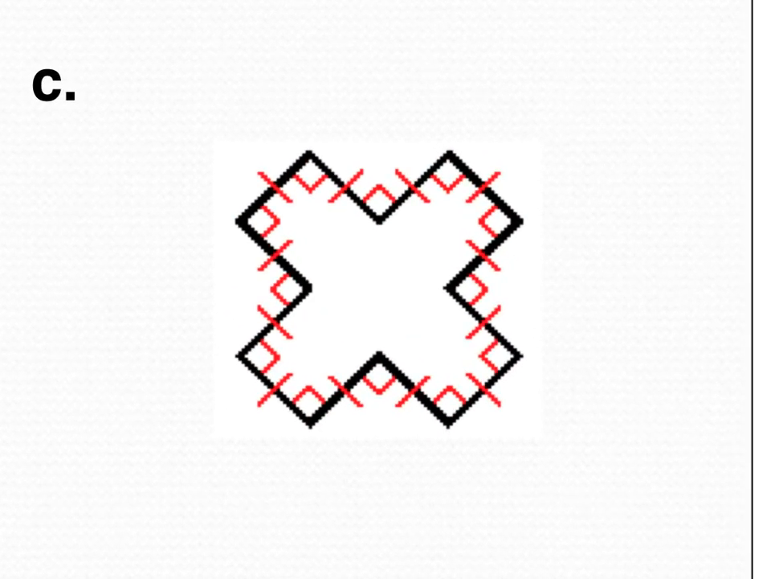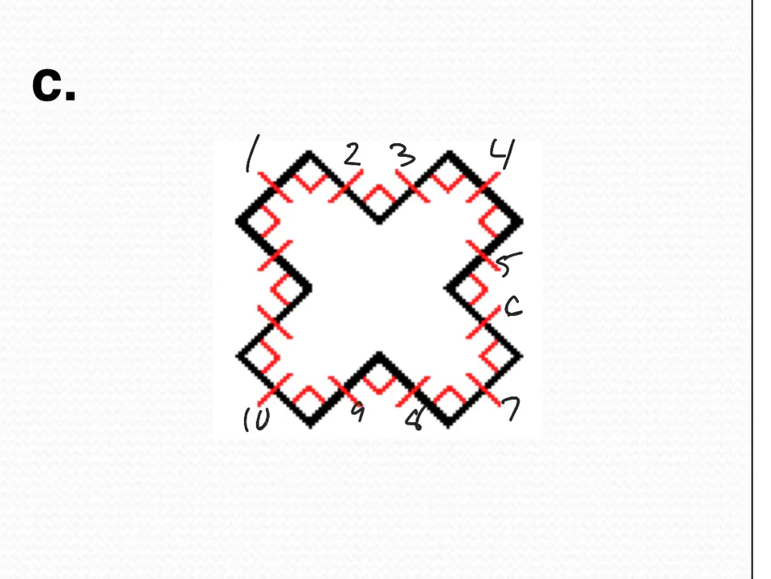How about this one? What are we going to call this one? We've got 1, 2, 3, 4, 5, 6, 7, 8, 9, 10, 11. Dodecagon. Is it equilateral, equiangular, or regular? Yep, so we've got equiangular, we've got equilateral.